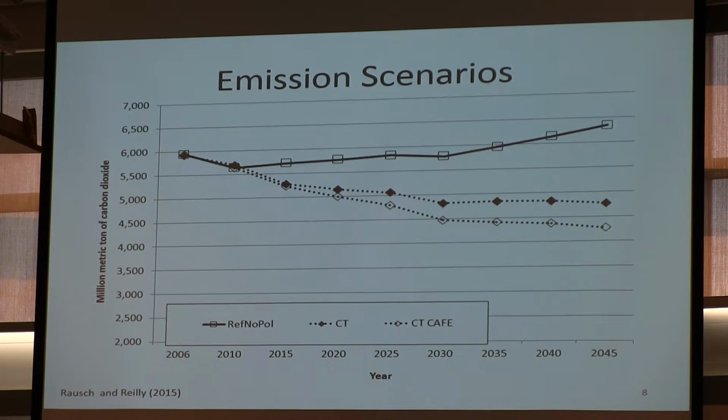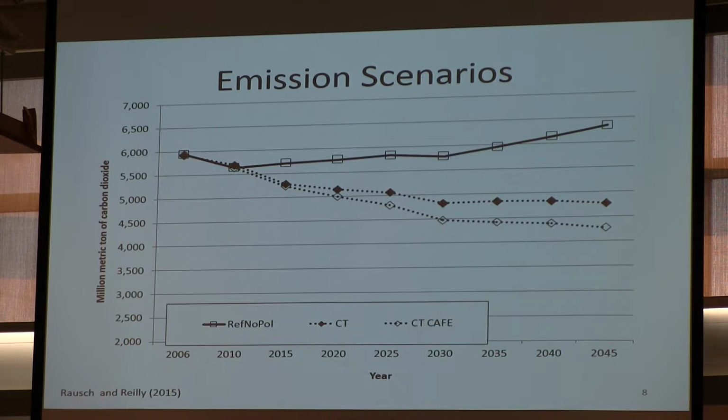Now, if we look at some scenarios, so this is some emission scenarios from a paper by 2 MIT economists at the Joint Program on the Science and Policy of Global Change, where they looked at a $20 per ton carbon tax starting in 2015, but the rate grows at 4% plus inflation every year, going out until 2050.